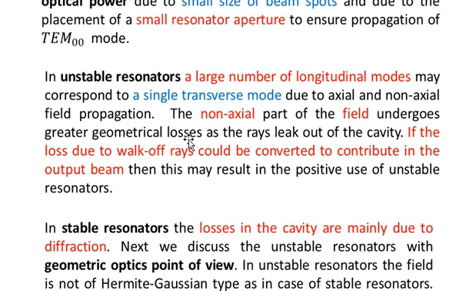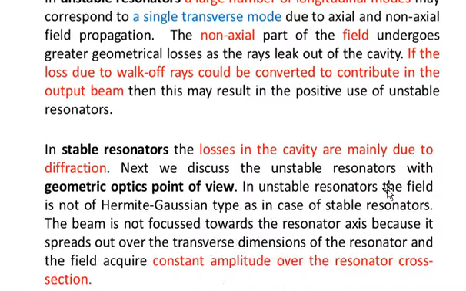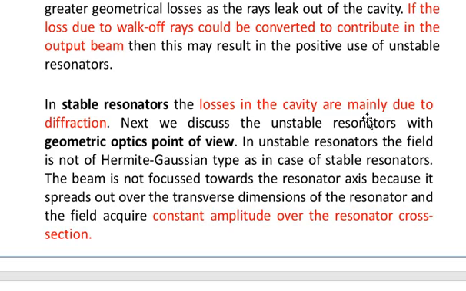So you see that in the unstable resonator, the main problem is that we have the non-axial field, that is the field which is not propagating along the axial direction, but is moving away from the axial direction. And in that case, that beam results in the form of a loss. So if we somehow could convert that non-axial field towards the axis, or could convert it to contribute in the axial direction or in the output beam, then this may result in the positive use of the unstable resonators. In stable resonators, the losses in the cavity are mainly due to diffraction.